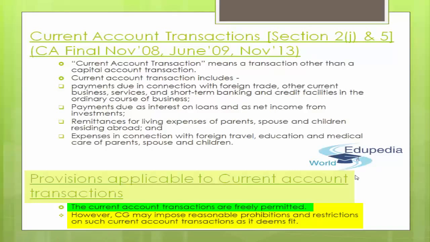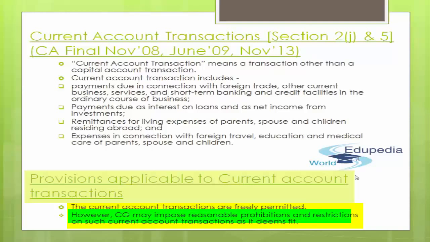Your parents who have been living abroad, they obviously need the medical care. They obviously need someone to take care of them over there, and you need to make the payment for them as well. So the government is aware of the fact that these are the transactions which are generally in the ordinary course of business or normal lifestyle of persons. So these are freely permitted.